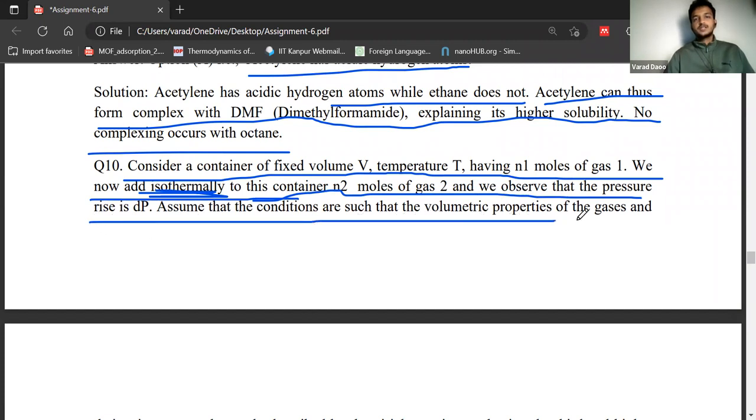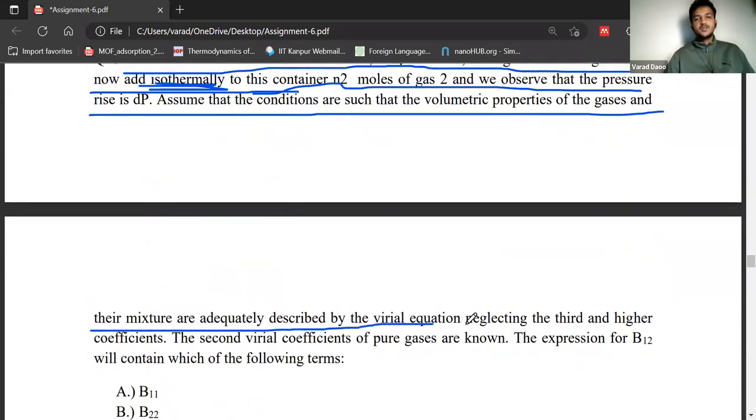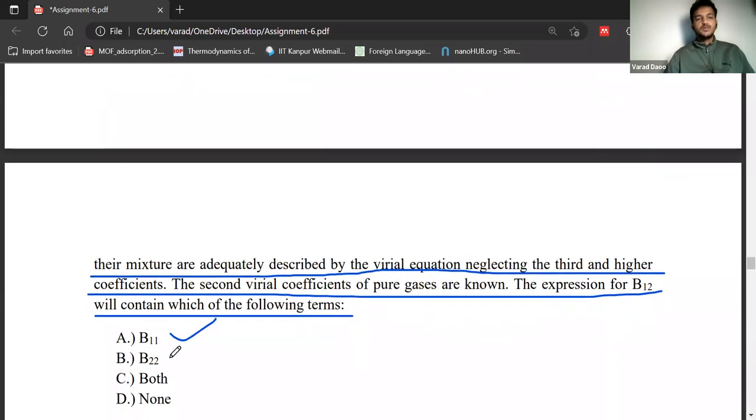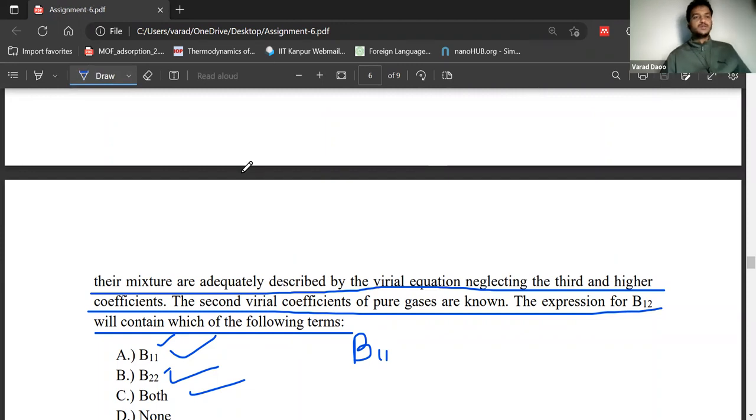Assume that the conditions are such that volumetric properties of the gases and their mixture are adequately described by the virial equation, neglecting the third and higher coefficients. The second virial coefficients of pure gases are known. The expression for B12 will contain which of the following terms? Whether it will have B11, B22. So B11 represents the virial coefficient for pure component 1, and B22 for pure component 2. So both or none. This is a theoretical question. You can use your understanding of intermolecular attractions to find the solution. I'll give a couple of minutes to solve.